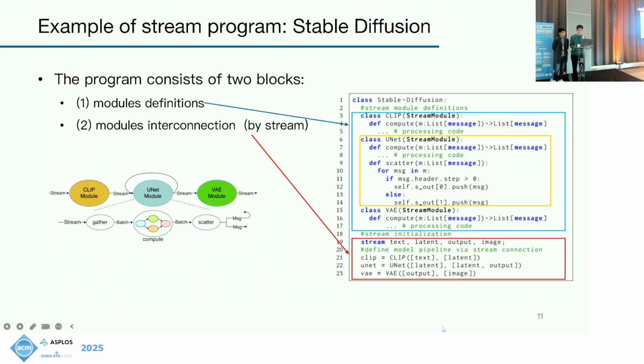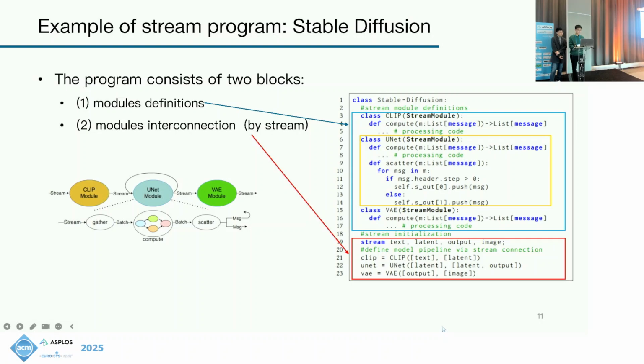As explained, the stream program consists of two blocks: the stream module definitions and the stream module interconnections. The figure illustrates the program of Stable Diffusion. It first uses stream modules to define three phases: text encoder, backbone, and image decoder. Next, the program initializes streams and defines the model inference pipeline via module stream connections. The CLIP module transforms the input prompt into a latent stream, including text embedding and initial noisy latent, which is connected to the UNet module.